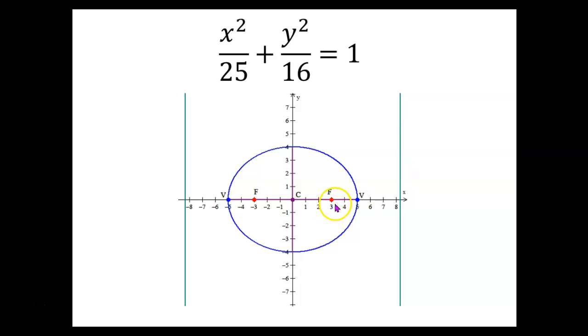And then here, the foci are at 3, 0 and negative 3, 0. So c would be 3. And yes, a squared is equal to b squared plus c squared.